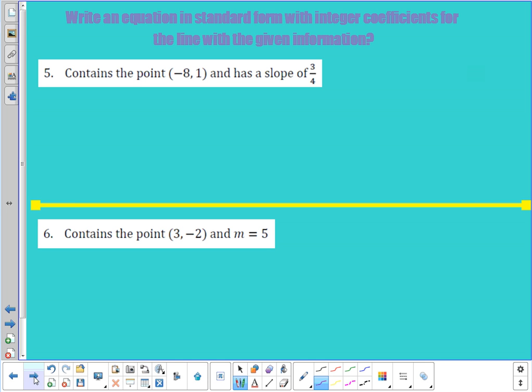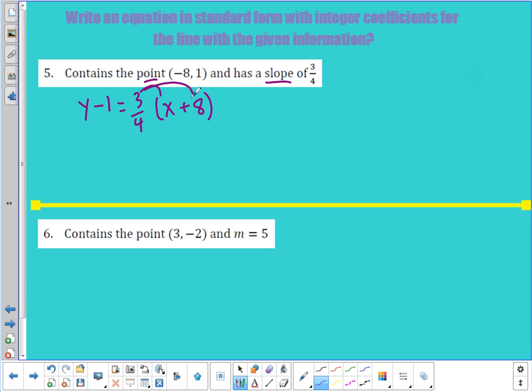All right, number 5, I have a point of -8, 1, and I have a slope of 3/4. I need to write an equation in standard form. Since I'm given a point and a slope, I'm going to start with point-slope form. So I'm going to start with y minus 1 is equal to 3/4 times x plus 8, because that's minus -8, which is plus 8.